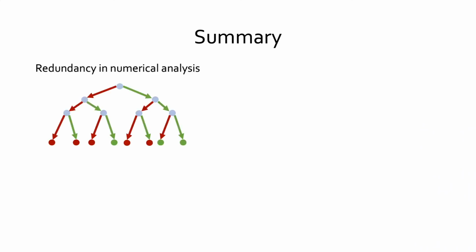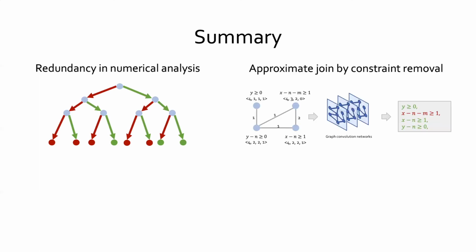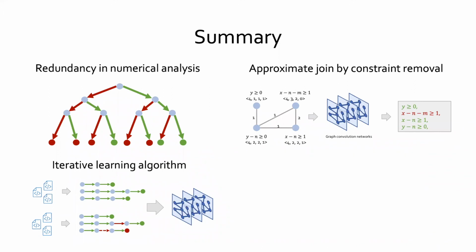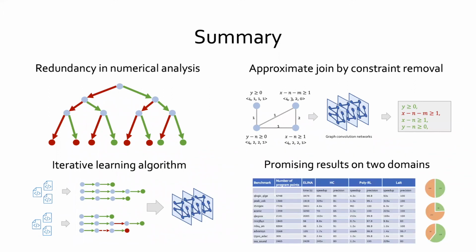In the end, I would like to summarize the presentation. In this work, we observe redundancy in numerical program analysis. To exploit the observed redundancy for speeding up numerical analysis, we built Lait, a learning-based approximate join transformer for removing redundant constraints. We introduced how to learn Lait with an iterative learning algorithm and showed the promising results of Lait in both Polyhedra and Octagon domains.